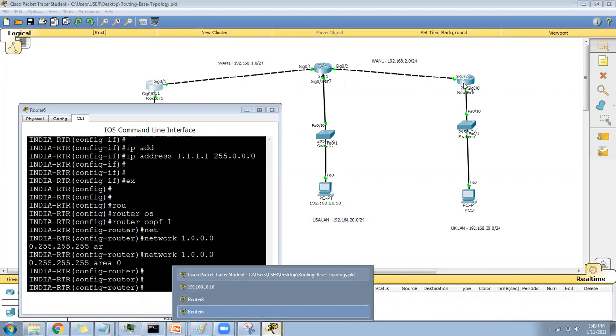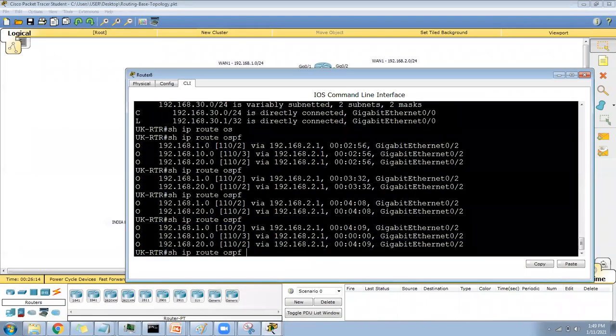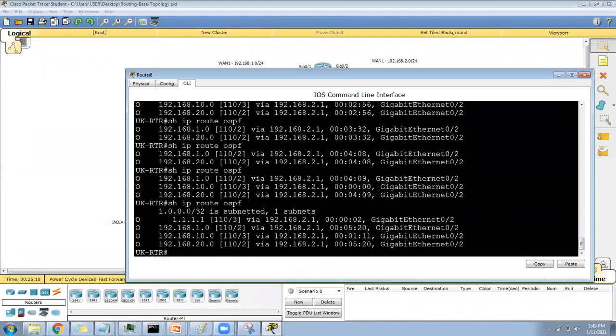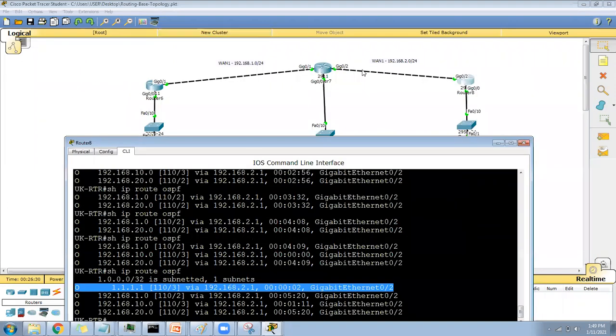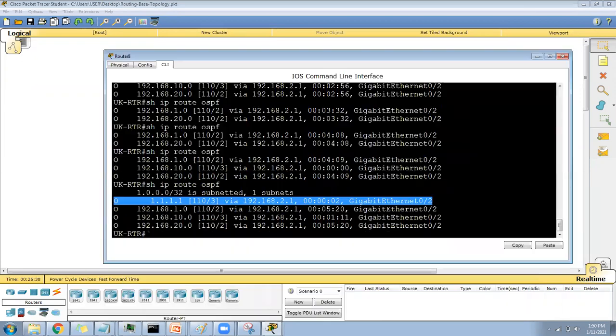So can you see here? Did that network come here? I'm just saying done. Can you see? The new network arrived here in OSPF, and I am in the UK router. So see how quickly and dynamically they are updating each other, that this network came up, this network went down. So this is a dynamic routing protocol, OSPF.